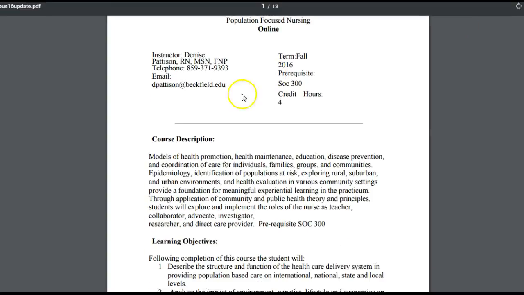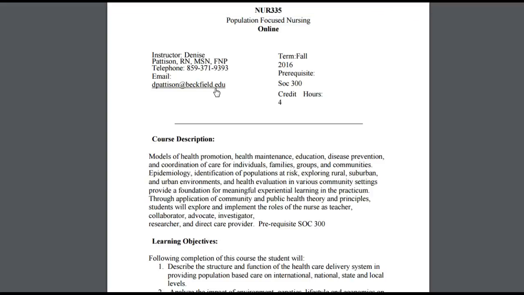Below you'll see my email. My office hours information is on the course wall and we'll go through that in a minute. And let's just go really quick through the course and then we'll just go through the wall.